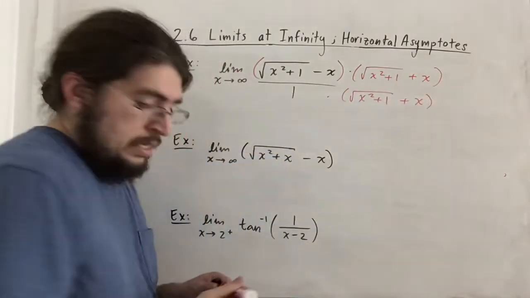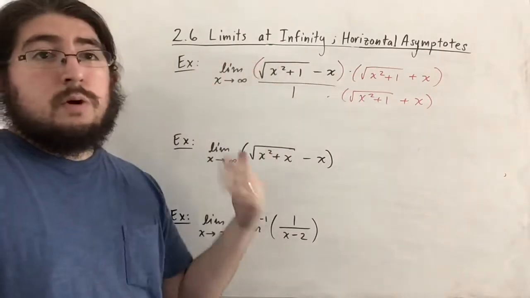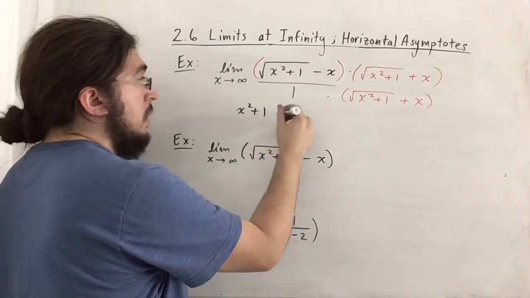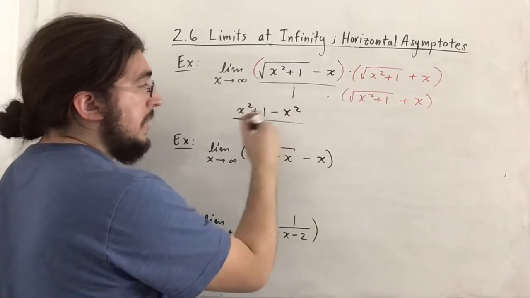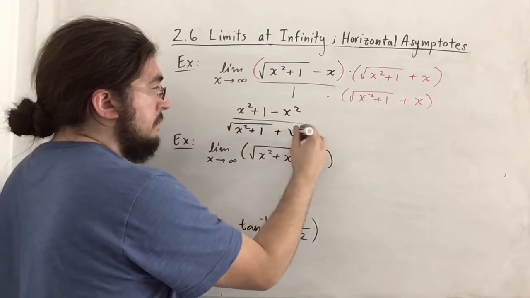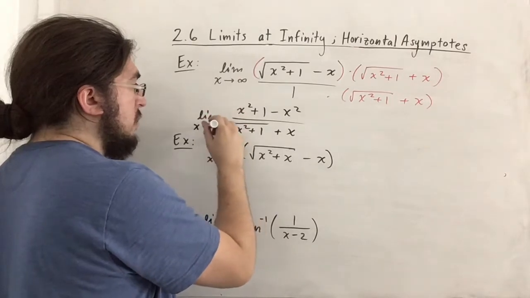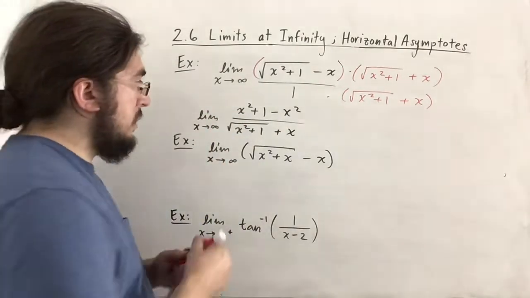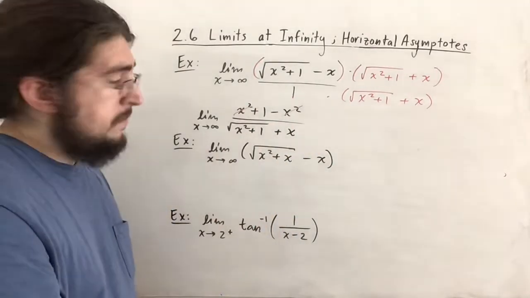Okay, good. Now notice in the numerator, we just get a difference of squares. So the first one squared is the radical squared, which cancels out the radical and just gives us x squared plus 1 minus x squared. And you'll see that the x squareds cancel, which is nice. And then we have this in the denominator. Great. And then, of course, the limit as x goes to infinity. I think we're good. So notice, again, the x squareds cancel, so we just have the limit as x goes to infinity of 1 over this.